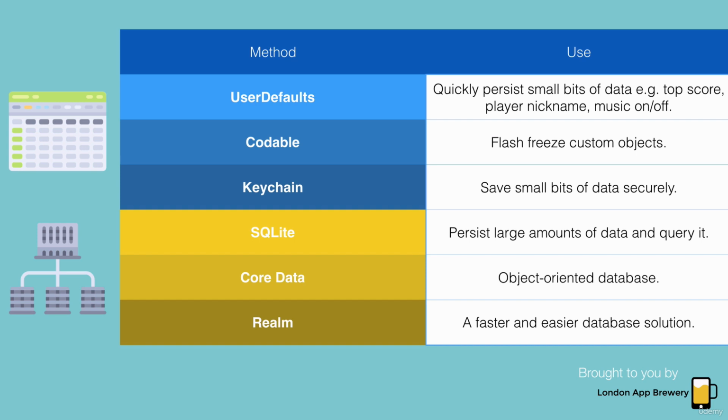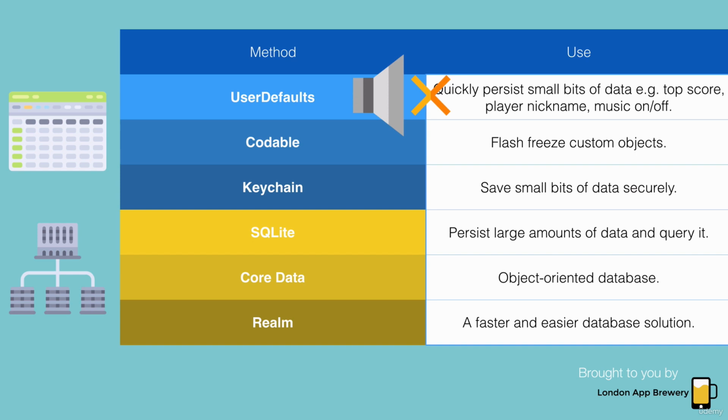So let's go from the top. So the first method that we saw and we used in order to persist our data, which is probably the easiest way of doing it, is user defaults. And this allows you to quickly persist small bits of data, things like what is the top score of the user, what is the player's chosen nickname, or whether you want music on or off. These are really small bits of data, and that's what you should use user defaults for.